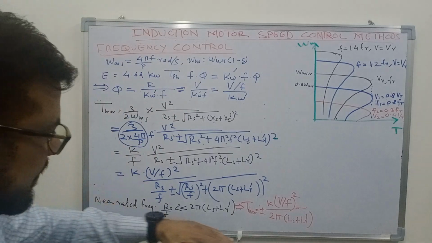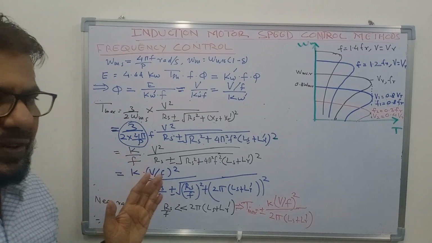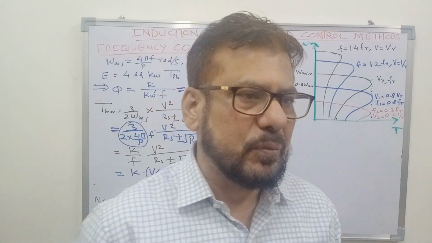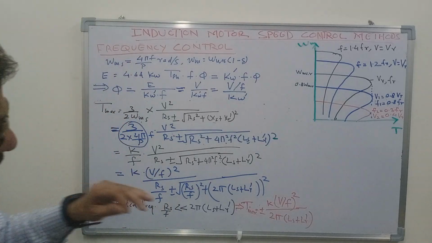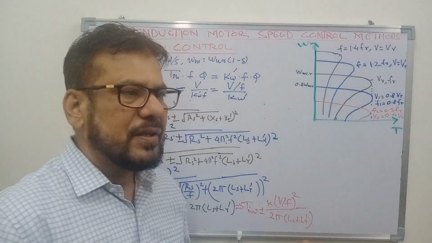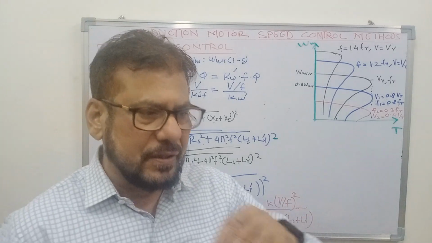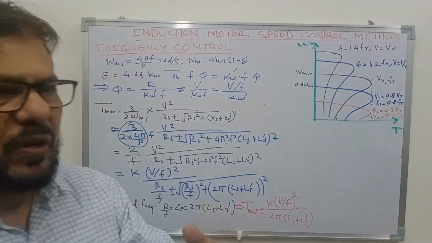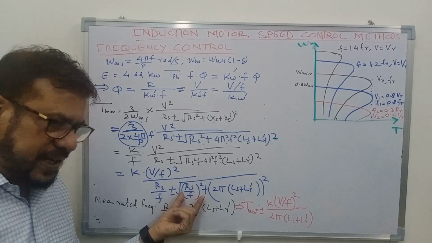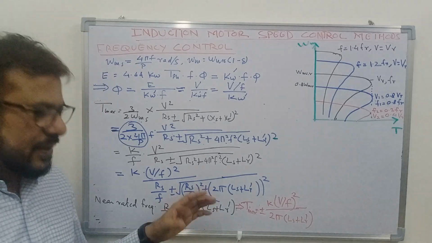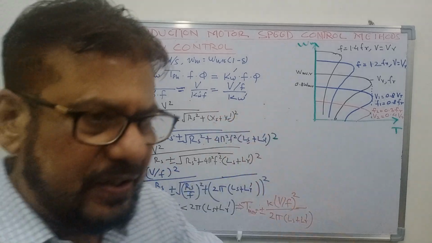But this is with the approximation that E is close to V, which is not always the case. At lower voltages, this approximation is not valid. So what happens is that if we maintain V by F constant throughout, then at lower frequencies, when we reach near zero speed, the maximum torque will decrease. T max will decrease. So this factor will not be negligible, and then the effect of this change will be there, and the maximum torque will decrease.